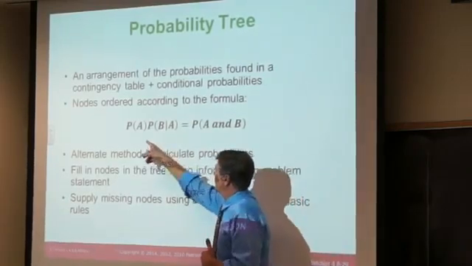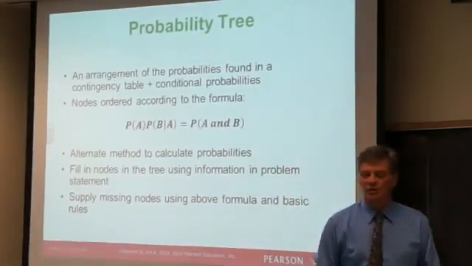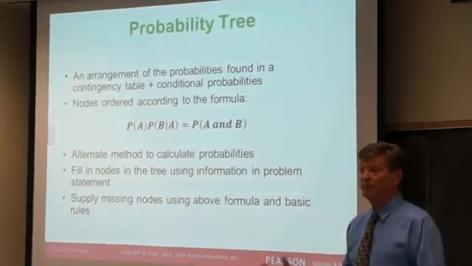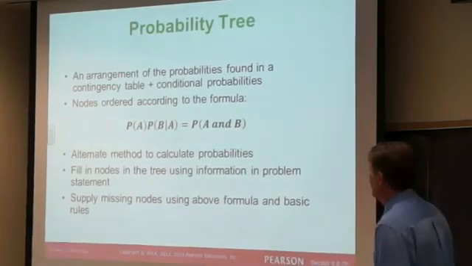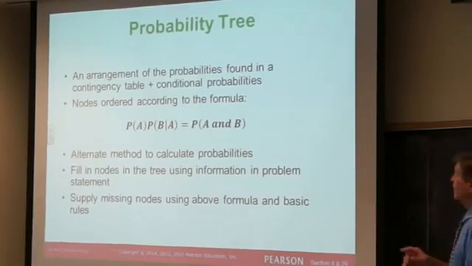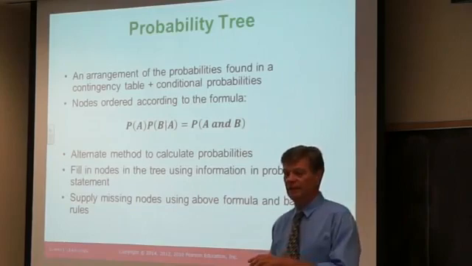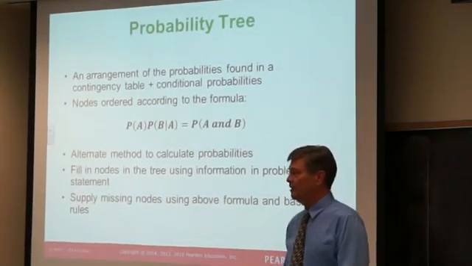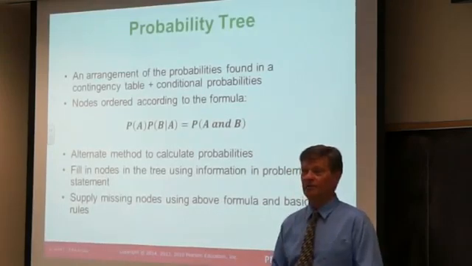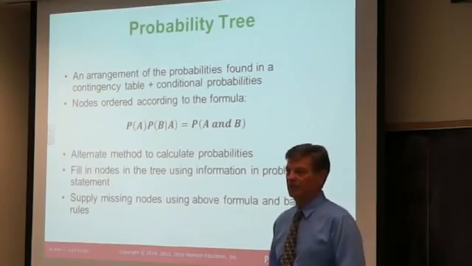I'm going to start here, I'm going to go to there, and I'm going to end up there. This is just an alternate method to calculate probabilities. Got some pros, it's got some cons. The idea is we'll fill in nodes in this tree using information in the problem statement. Just like in a contingency table, we'd pick a nice number, say 10,000, 100,000, then we'd back into values for the other cells. And when we did that, we found it pretty easy and intuitive to calculate the probabilities.